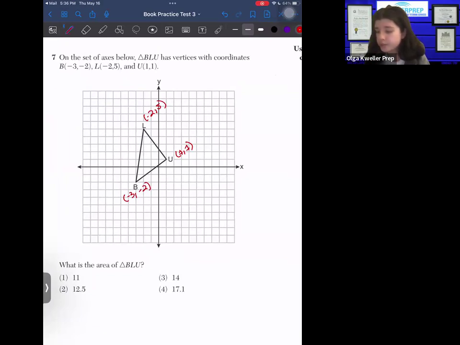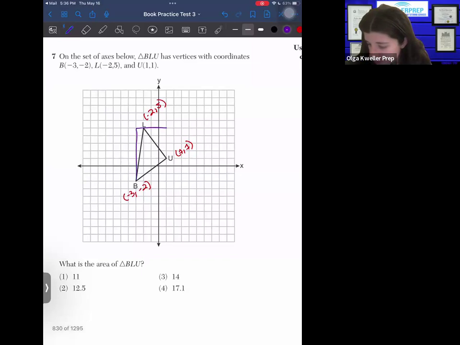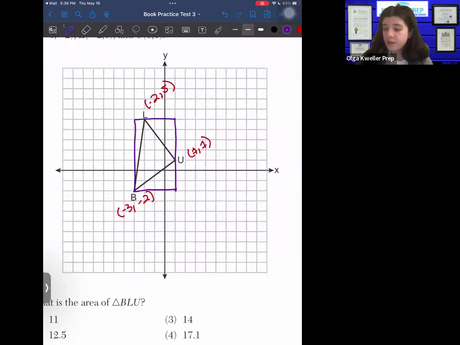What would you guys do? How are we going to get the area of this triangle? That's a good idea. Somebody said box the triangle. Sure, we can do that. So I can draw out the box for you. Okay, and then what would you do? Yeah, that's a good idea. Somebody said, let's find the area of our box.